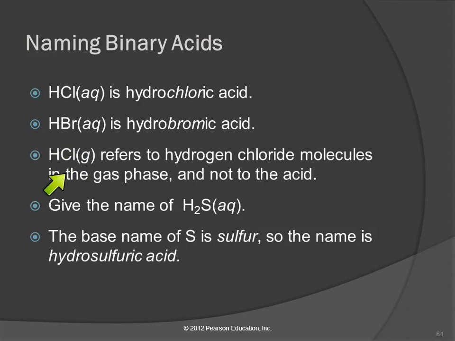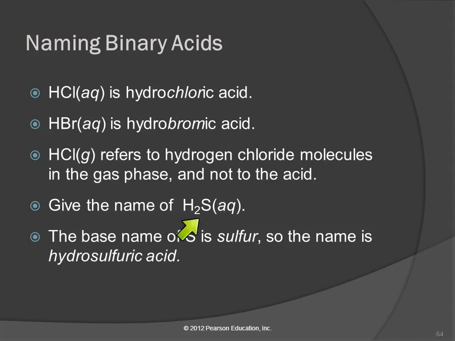HCl in its pure state is actually a gas at room temperature, and so if we see it with a G, that refers to hydrogen chloride, which is a molecular compound. And I just want to put that out there because if you take 1A after this, they'll get a little more hung up on that. But we're just going to learn the naming for acids.